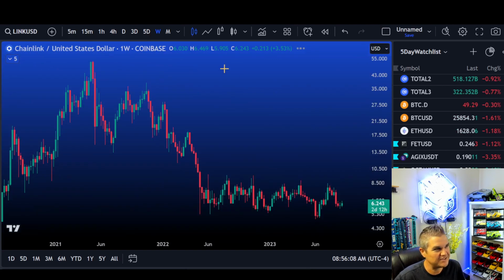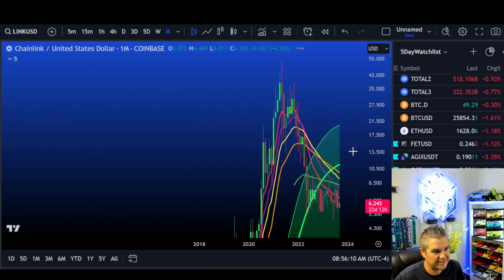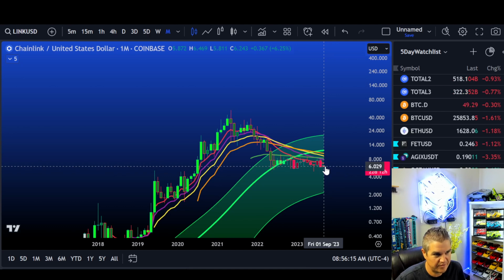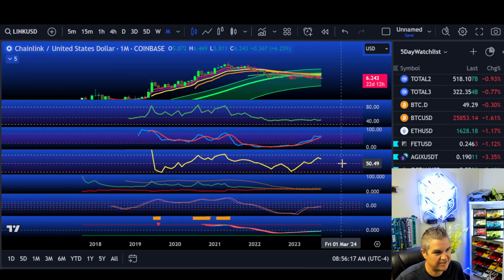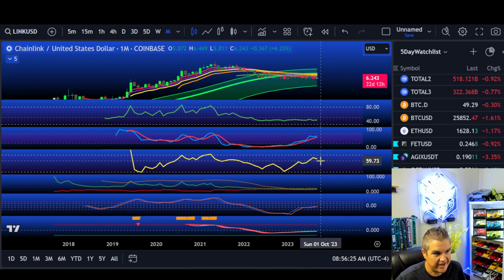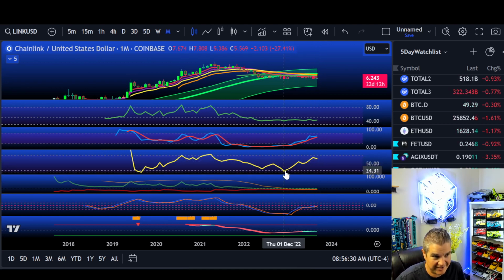Let's get back to Link USD for the monthly. You can go check that out again. We have some work to do, right? We have some work to do. Let's look at the indicators, right? We're gaining some momentum on the MFI. This is probably the most important indicator that I'm watching, that we're getting bullish divergence on the monthly for Chainlink. So keep that in mind.